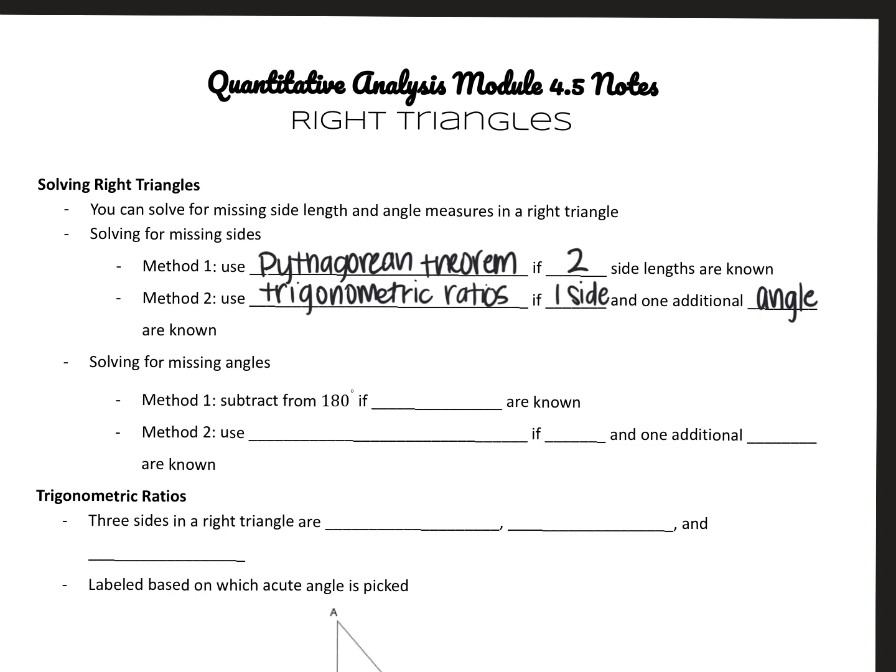If we are solving for missing angles, obviously the easiest method is to subtract from 180 if two angles are known. That's obviously your 90-degree angle and some other angle in the triangle. The other method is to use inverse trig ratios.